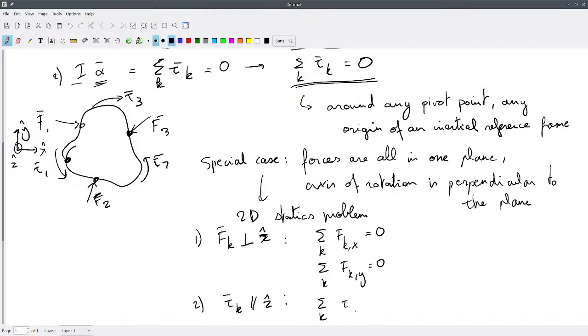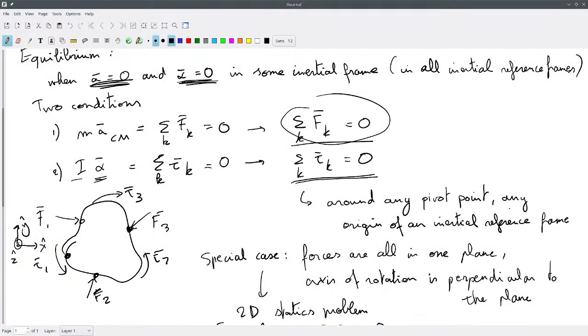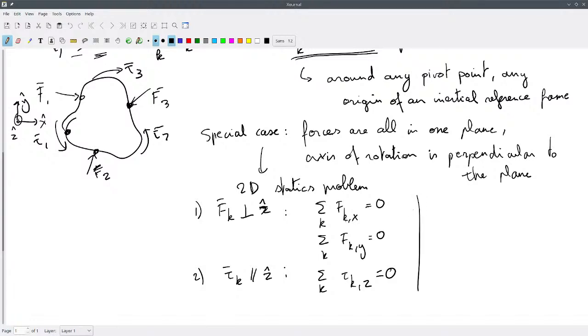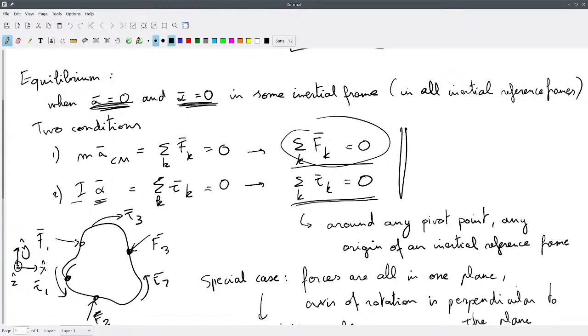So all we have is tau_kz equal to 0. So instead of having 2 vector equations here, which have each 3 components, we now end up with just 3 scalar equations: the 2 vector components from the force, and the 1 non-zero vector component from the torque. So in this very common case of 2D statics problems, we're actually going to end up with a simplified situation. But it makes sense to always think first in terms of the 3-dimensional situations.